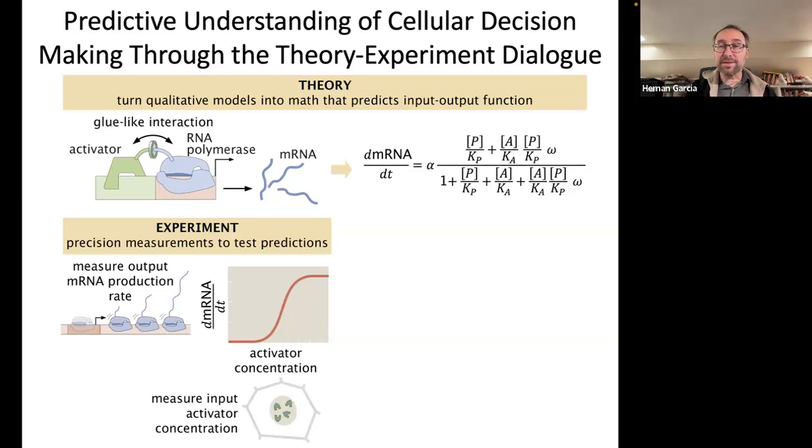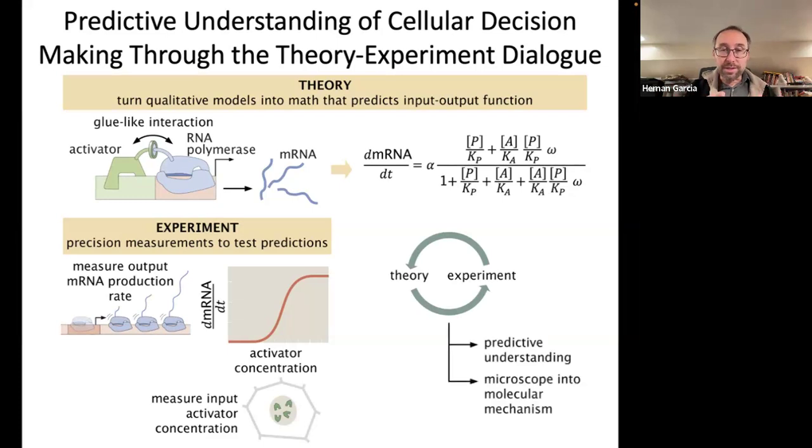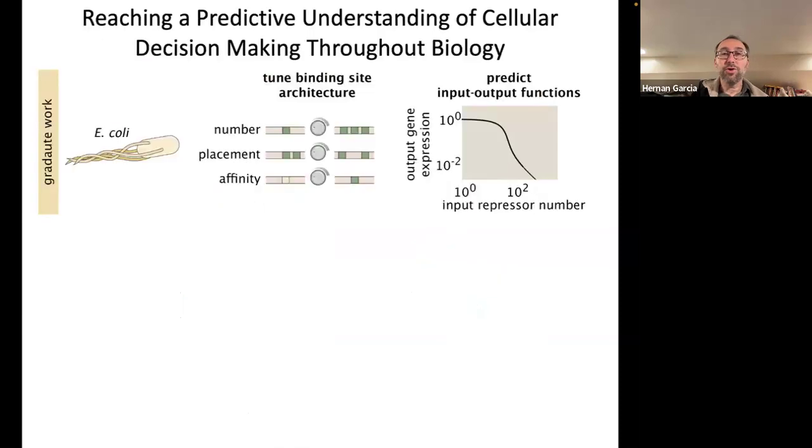And the idea is that this is a dialogue, this is a cycle. Theory is there to make experimentally testable predictions. Experiments are explicitly designed to test those predictions and to inform the next round of experimentation and theoretical modeling. And what I'm going to try to show you today is how this dialogue is not just interesting as a means to reach predictive understanding, but also can be used as a microscope to glean into molecular mechanism, to see things that you couldn't even see with the fanciest super resolution microscopes. All right. So how do you do this?